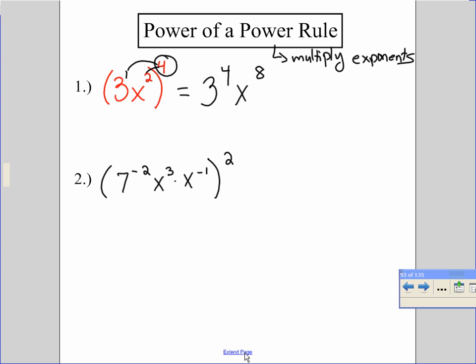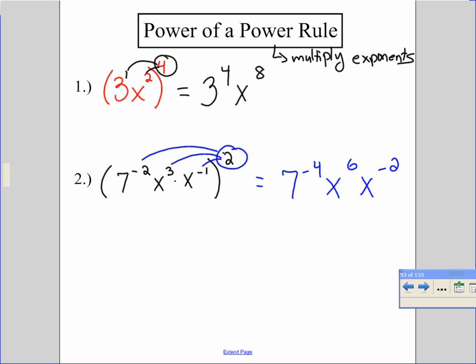Okay, number 2. First thing you want to do is get rid of the parentheses. So I'm going to circle the exponent of 2, and that gets distributed. So it gets distributed to each of these exponents. First step, get rid of parentheses. So we have 7 to the negative 4th, x to the 6th, x to the negative 2nd.